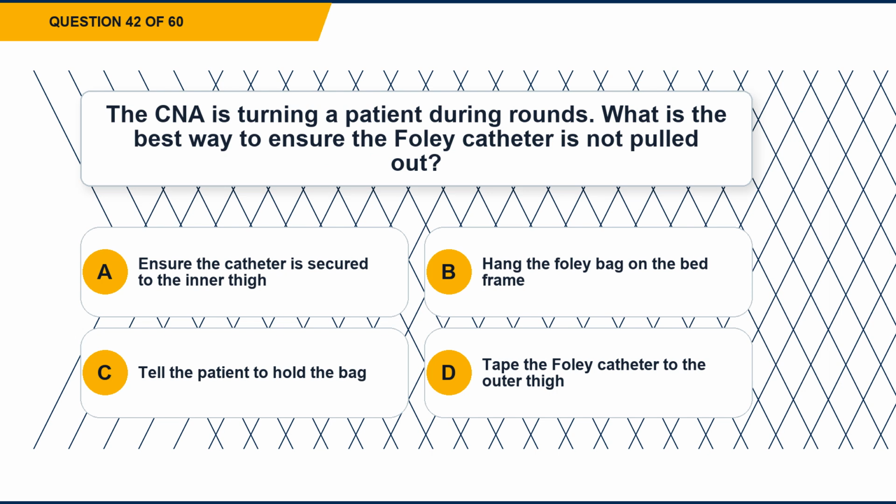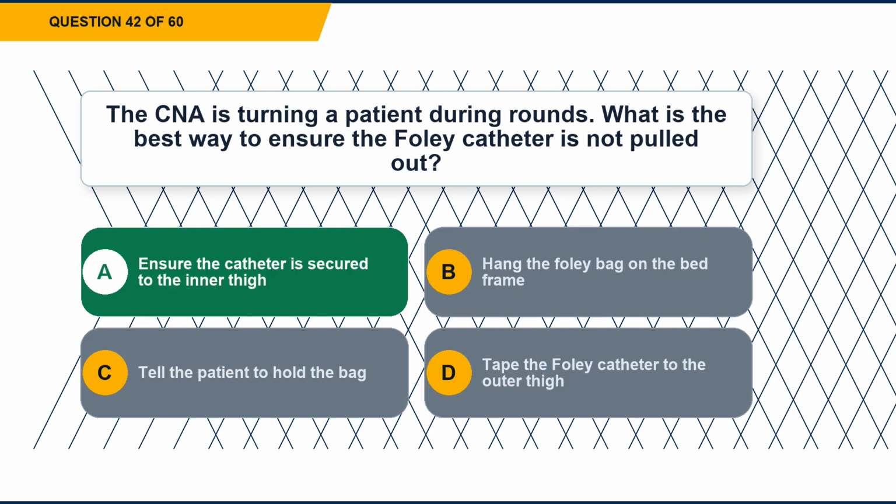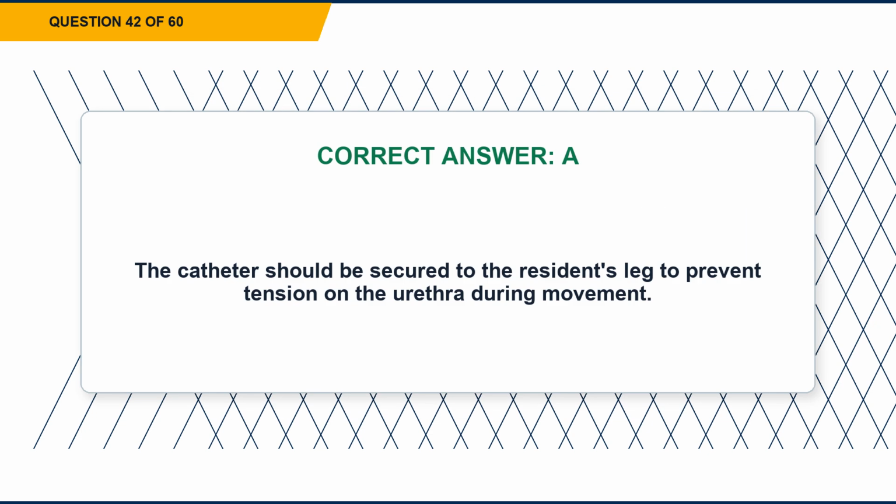Question 42. The CNA is turning a patient during rounds. What is the best way to ensure the Foley catheter is not pulled out? Option A, ensure the catheter is secured to the inner thigh. Option B, hang the Foley bag on the bed frame. Option C, tell the patient to hold the bag. Option D, tape the Foley catheter to the outer thigh. The correct answer is option A, ensure the catheter is secured to the inner thigh. Explanation: the catheter should be secured to the resident's leg to prevent tension on the urethra during movement.